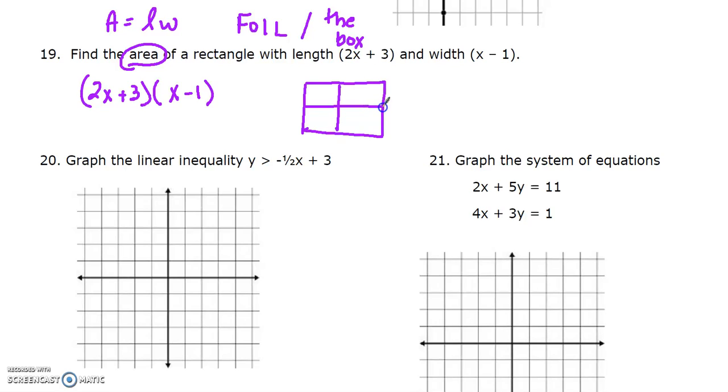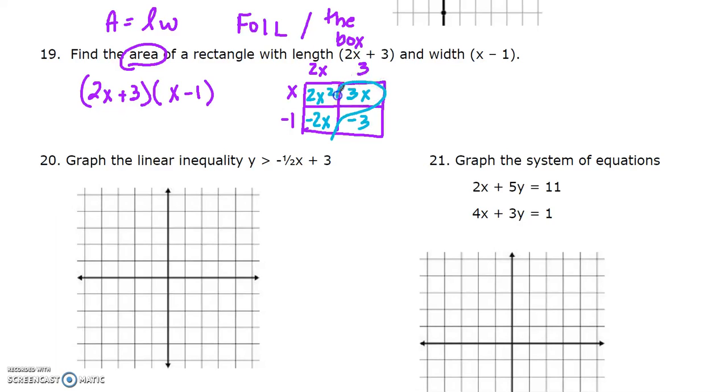So here's my box. I'm going to take one of these, we'll say 2x, and then plus 3. We'll put that on the top. The x minus 1, I'll put over here on the side. And then I just have to multiply. So x times 2x, right here, I'm going to get 2x squared. X times 3, I will have 3x. Negative 1 times 2x, I'll have negative 2x. Negative 1 times 3, I will have negative 3.